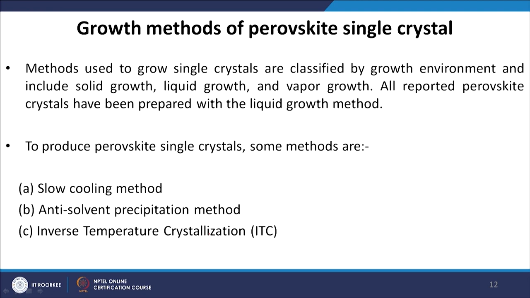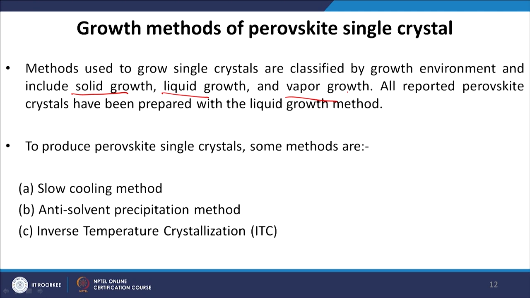Methods used to grow single crystals are classified by the growth environment and include solid growth, liquid growth and vapor growth. Now, if you grow perovskite crystals in a solid state, it's a solid growth. If you grow them in a liquid state, it's a liquid growth. If you grow them in a vapor phase, it's a vapor growth. All reported perovskite crystals have been prepared with the liquid growth method.